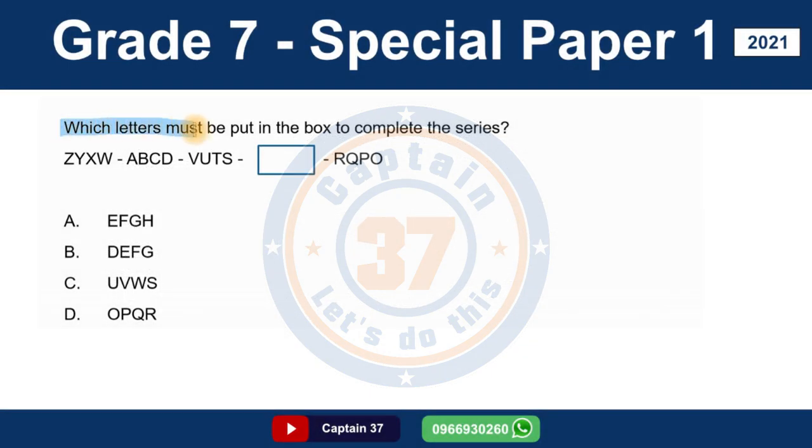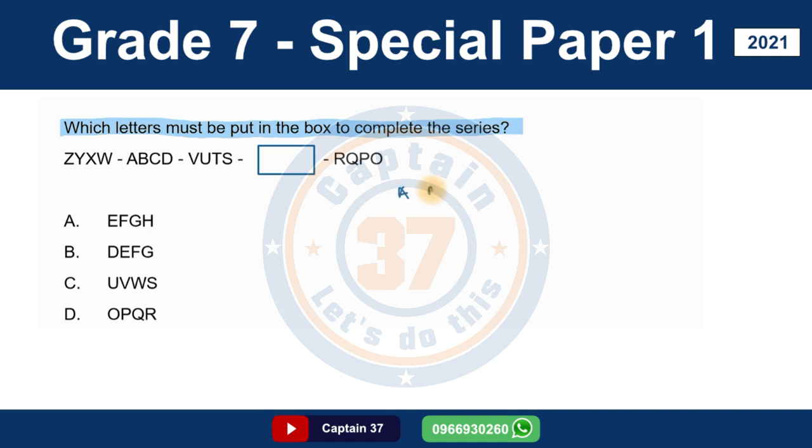Which letters must be put in the box to complete the series? We are given a set of letters, these ones and this one. We need to find what is going to be put in here. Now, this is Z, Y, X, W. It may help in this case to write down the letters of the alphabet.